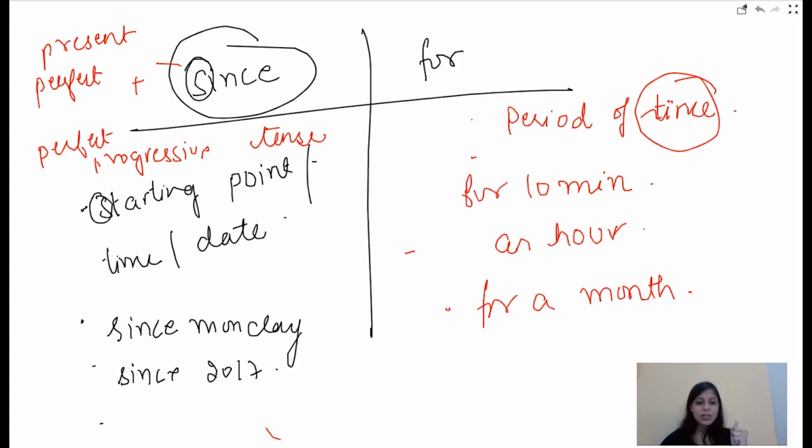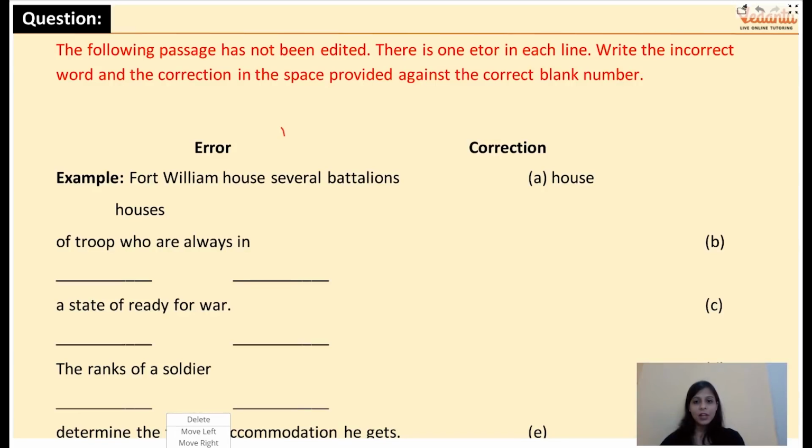Okay, let's proceed on that note to the next set of questions that we have. Here you go. So you're going to talk about the error. This passage has not been edited. These are sentences that you have to read, and then write the correct one. Just go through it, and then I'll tell you which one is going to be the correct answer. First you analyze.